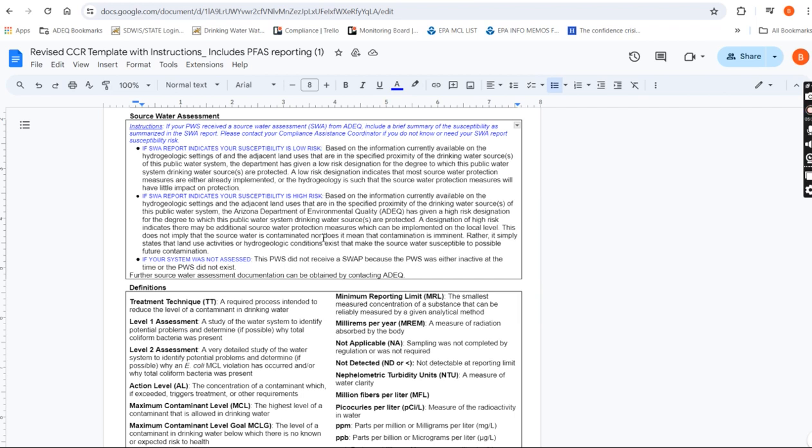statement that is applicable. If your water system did not receive a surface water assessment, you will include this statement because it was either inactive or the public water system did not exist at the time. If another entity completed your source water assessment other than ADEQ, please provide that information for the assessment results as well.